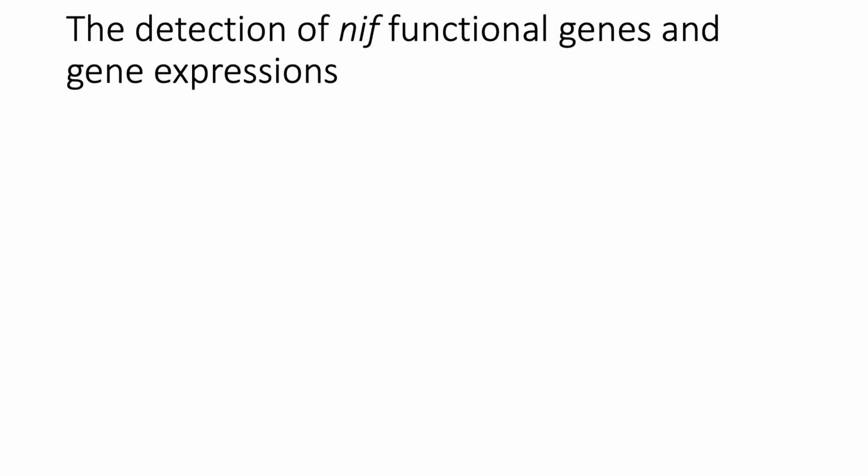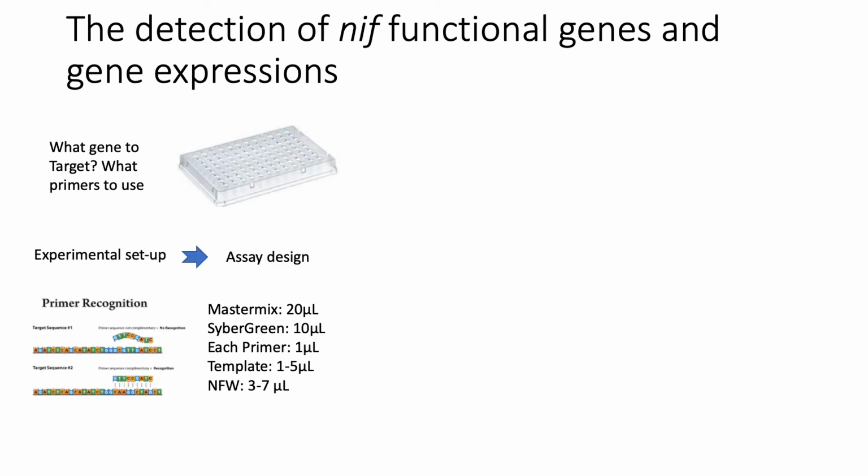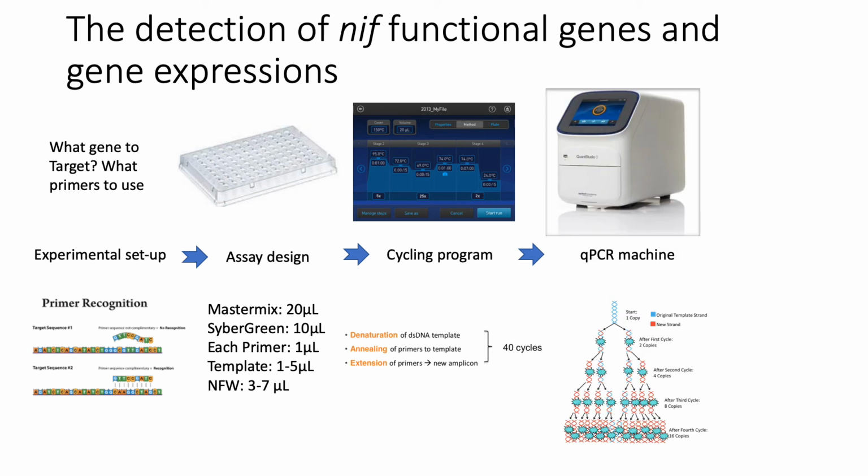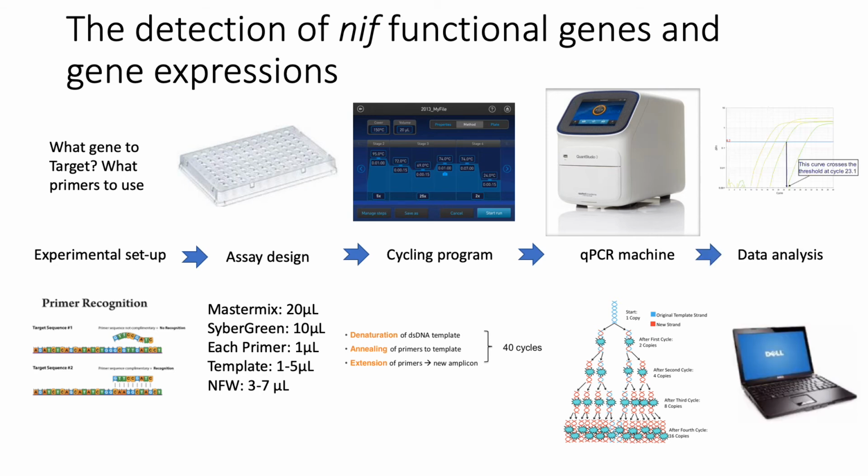The detection of new functional genes and gene expression is similar to any other genes. So the first thing is we want to know which gene we want to target. From here we know what primers to use and the assay design. Then after that we can make sure our compounds can be amplified in a certain machine. These compounds are bound with fluorescent signals, and with amplification the signals become more and more significant, and they can be released and identified by the instrument. Then through software analysis, we can get the initial copies of the gene and gene expression.